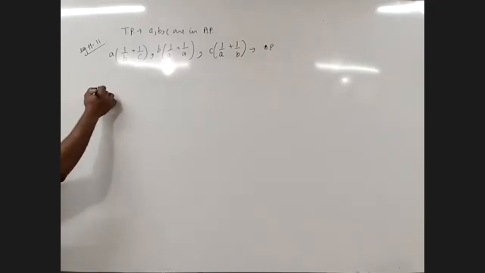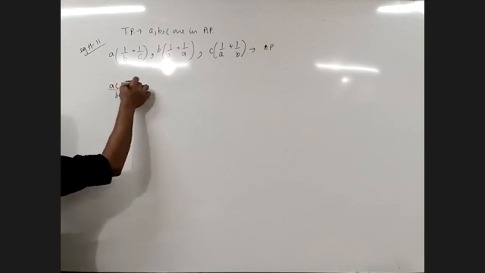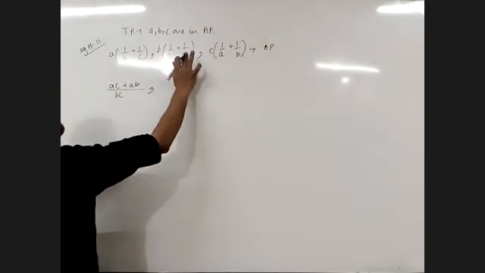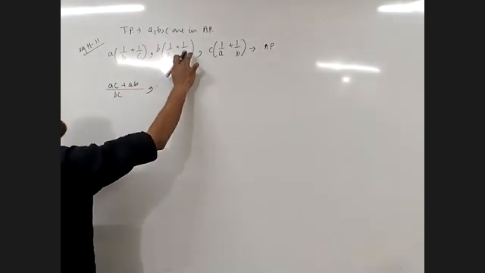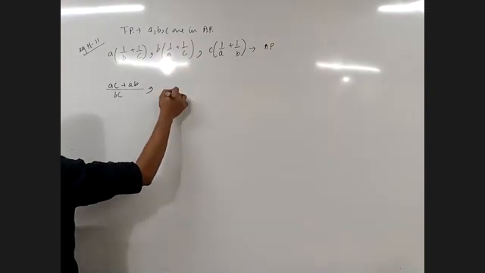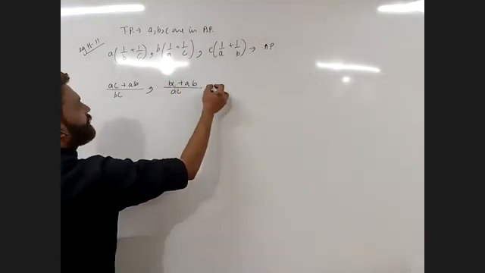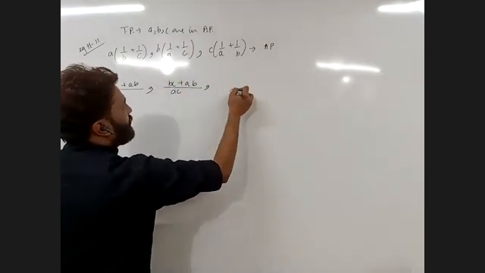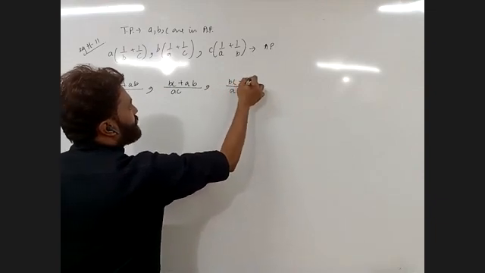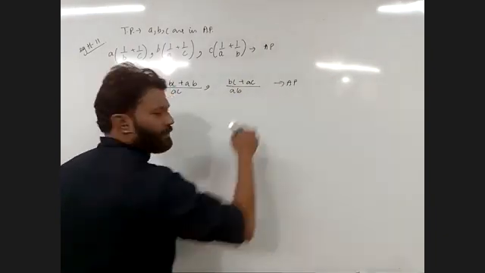If we take LCM over here, this will be BC and this will be AC plus AB. I made a mistake here; this is 1 upon A plus 1 upon C, right? LCM is AC and this will be BC plus AB. And this is AB and this will be BC plus AC. Is it clear till here? Simply we have taken else.